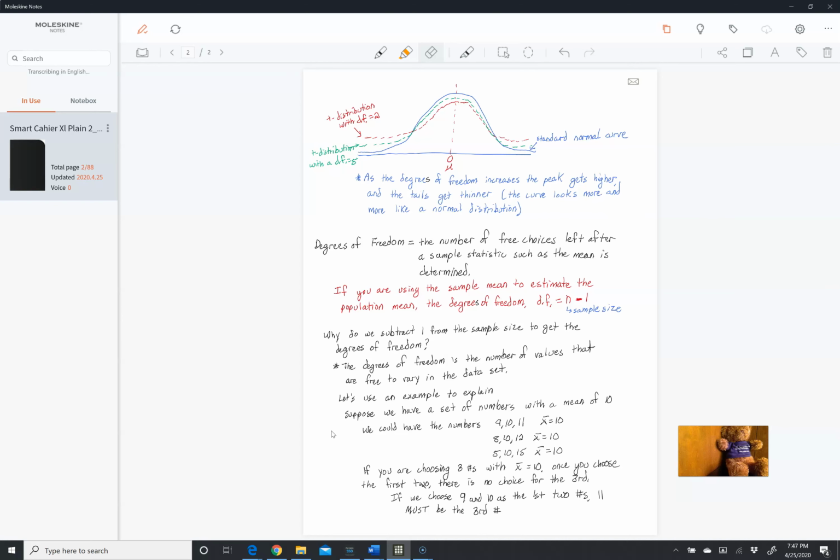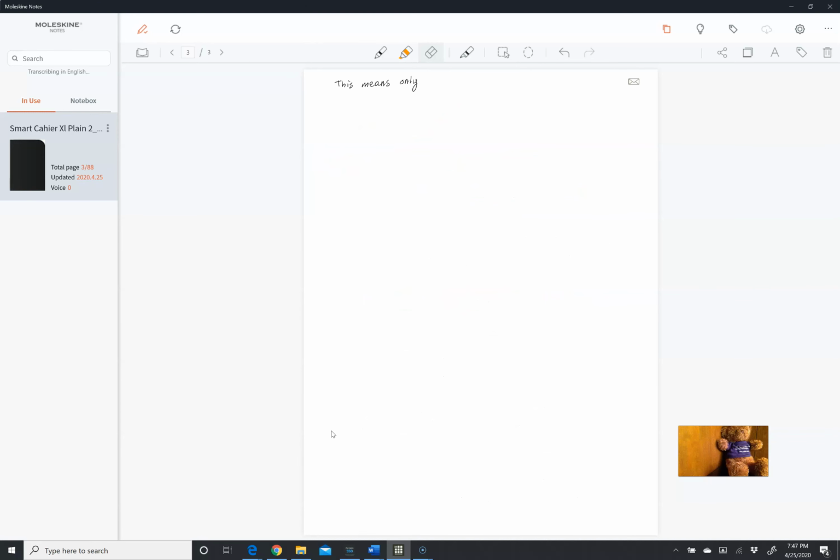We could choose 9 and 10, we could choose 8 and 10, we could choose 5 and 10, we could choose 10 and 12, we can choose 10 and 15, but once we have those first two numbers, we have to have one number as the third number. The third number is fixed, okay? So this means only the first two numbers can vary.